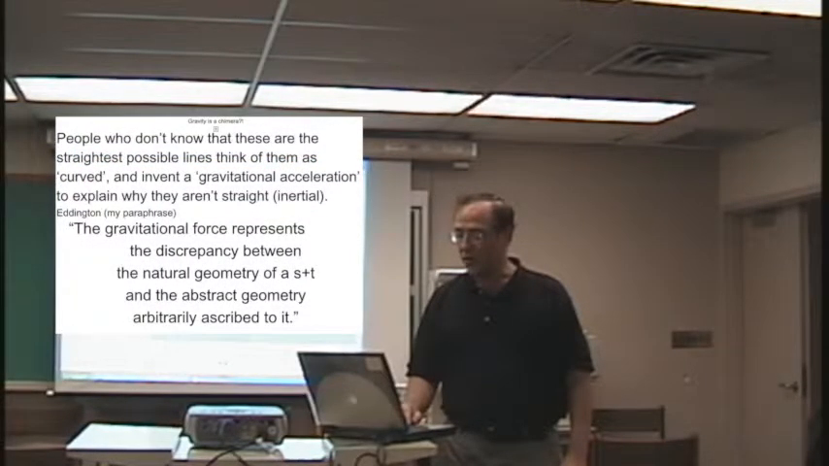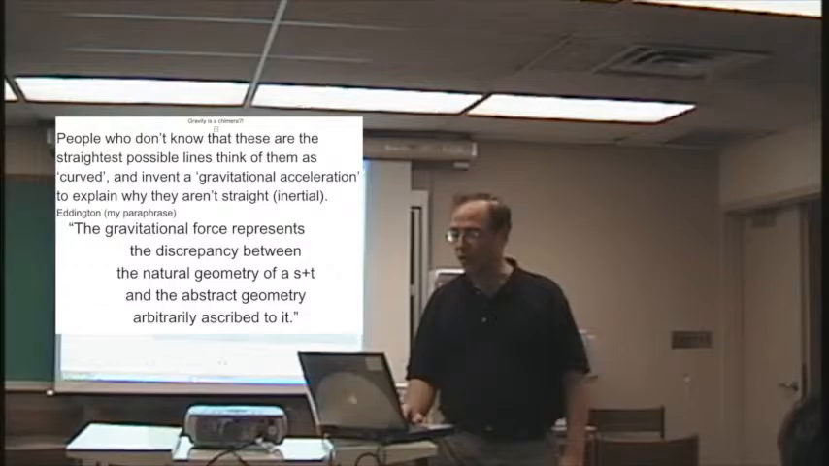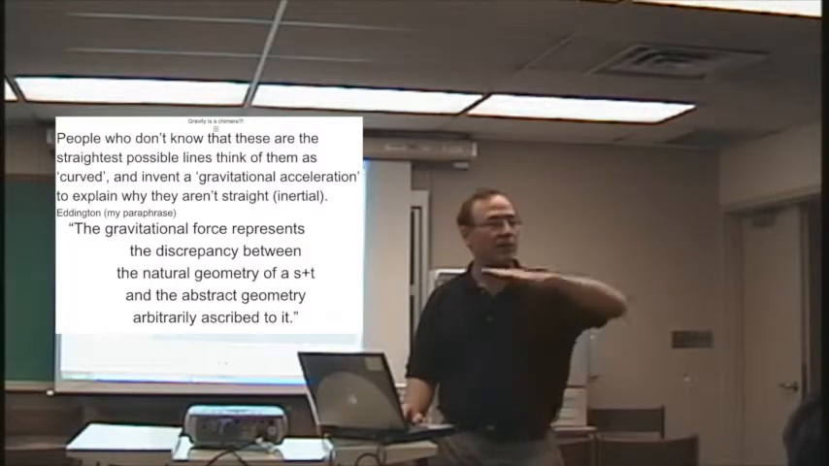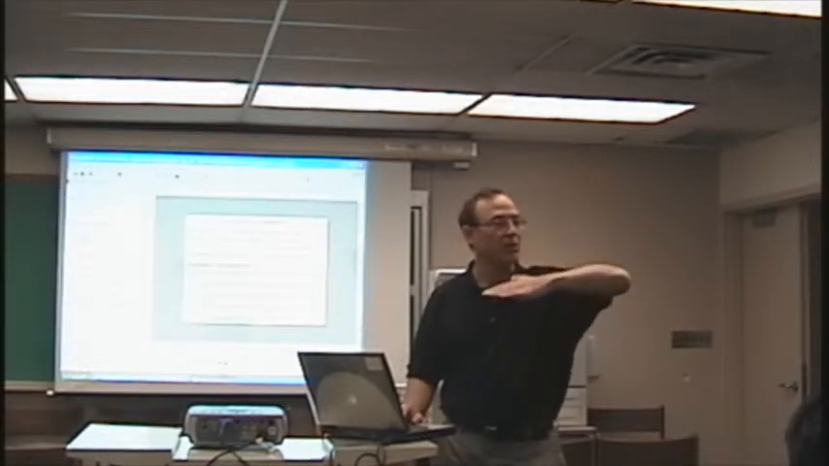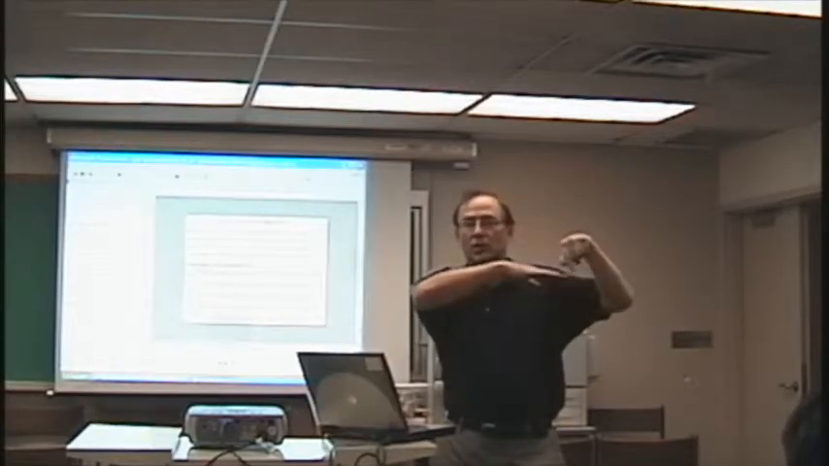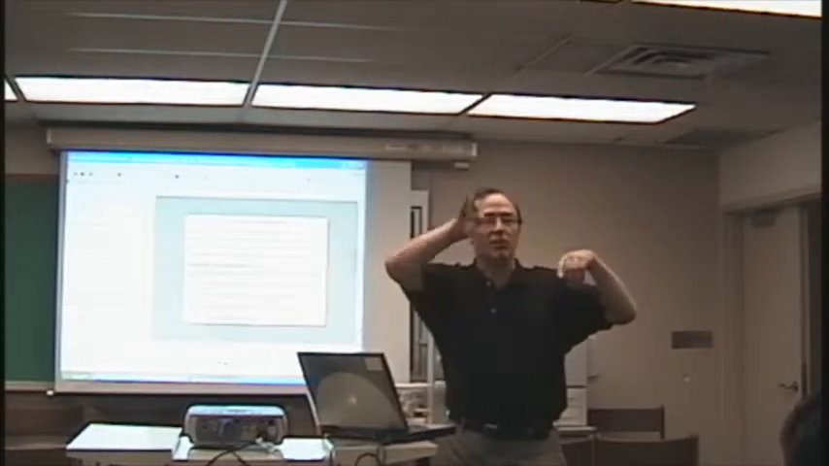People who don't know that these are the straightest possible lines, in other words free fall world lines, think of them as curved and invent a gravitational acceleration to explain why they aren't straight. Famous physicist Eddington, one of the physicist mathematicians who first understood and wrote about relativity after Einstein, said something, I'm paraphrasing: the gravitational force represents the discrepancy between the natural geometry of a space plus time and the abstract geometry arbitrarily ascribed to it. When we naively impose our idea of what it ought to be, we get this, and we get curved world lines. And that's why we think there's such a thing as gravitational acceleration.